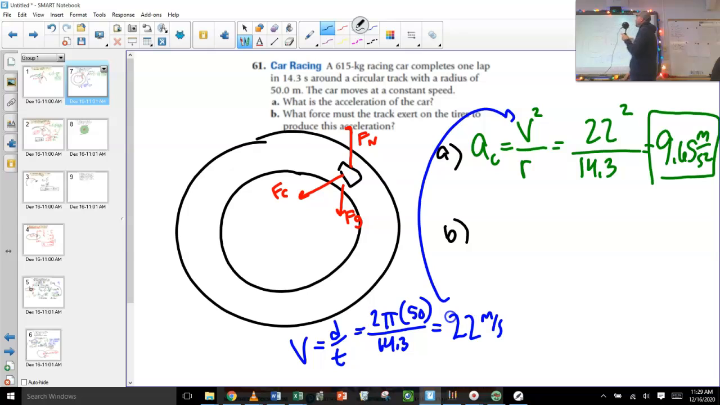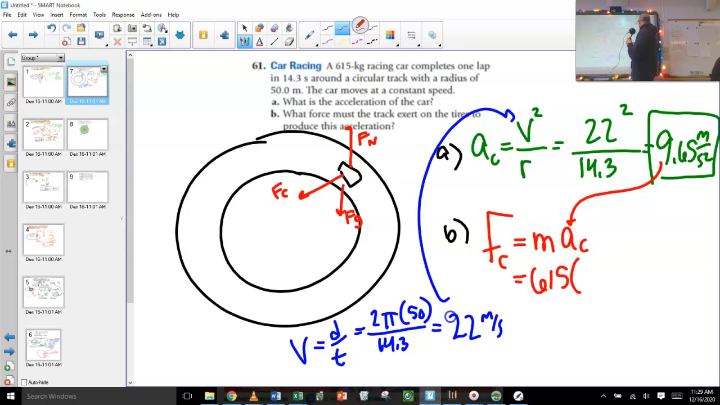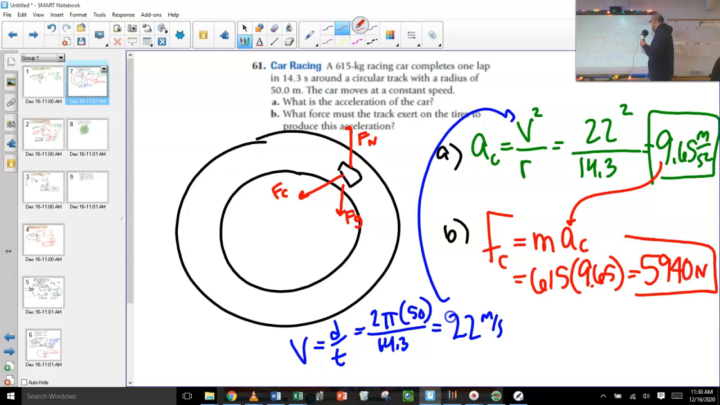Part B. What force must the track exert on the tires to produce this acceleration? The centripetal force is providing this. So it's your mass times your centripetal acceleration, and we just found that. So my mass, 615 times 9.65, is quite a lot, 5940 newtons of force to do that.